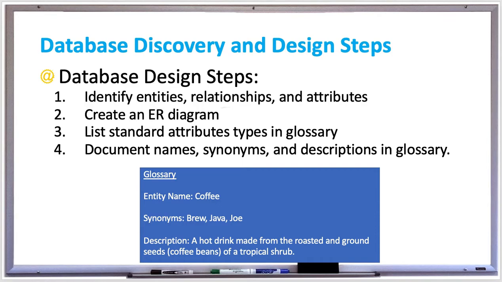Most entities end up being nouns, like a person, place, or thing, and relationships are verbs, like action words, and attributes are nouns that describe the entity. Once all the ideas come together, they make an ER diagram before they start implementing the database.